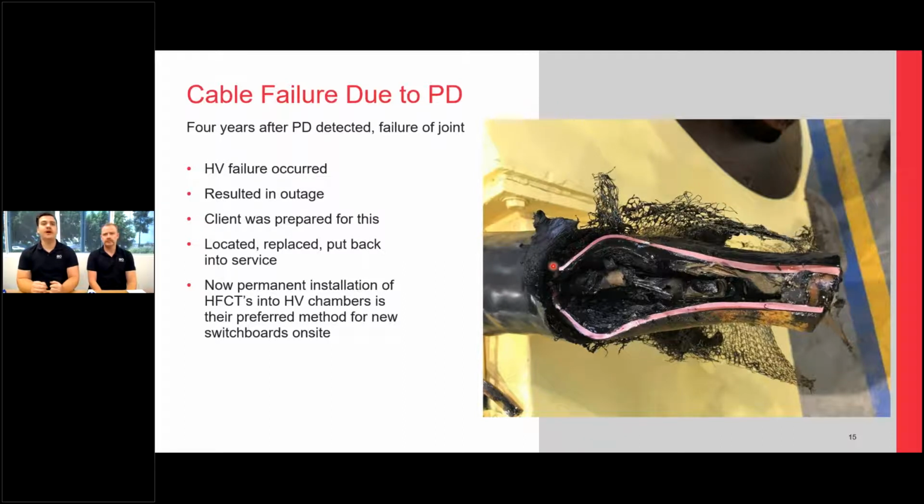So with all newly installed assets, they are actually installing these HFCTs onto the cables so they can continue this testing moving forward. But it's just a great example of having the knowledge and knowing the condition of your assets can really help you if something does eventually lead to failure.